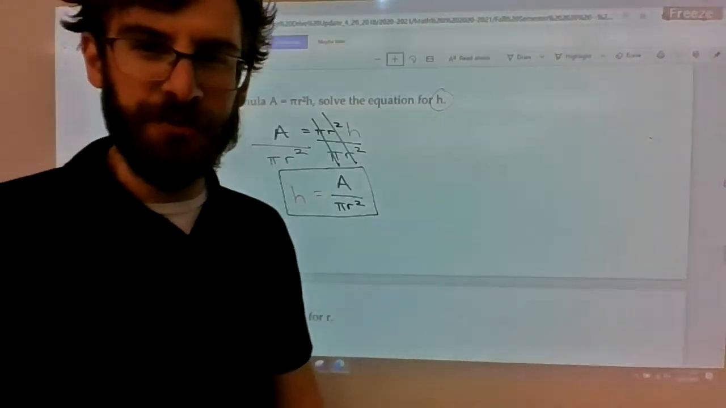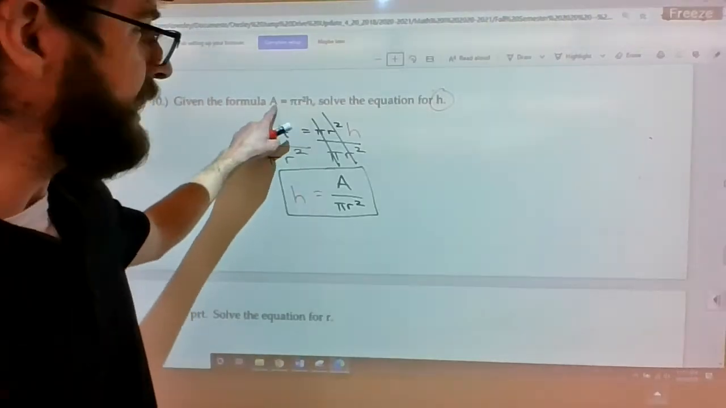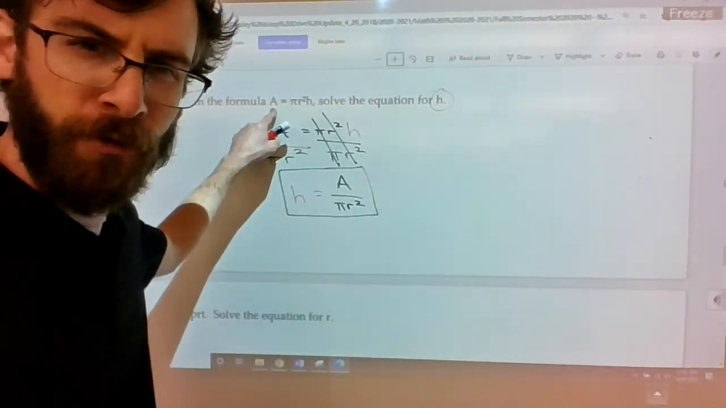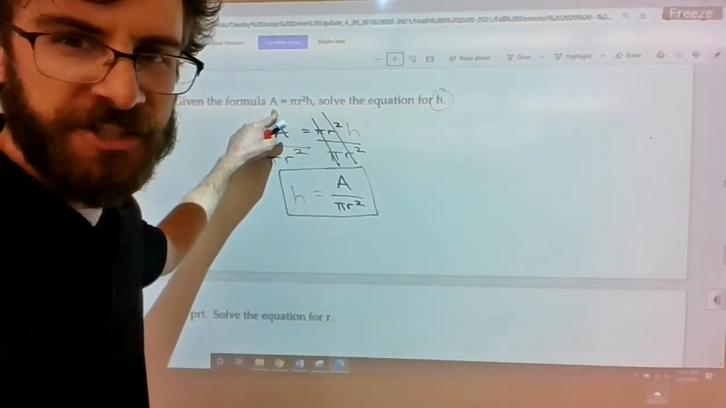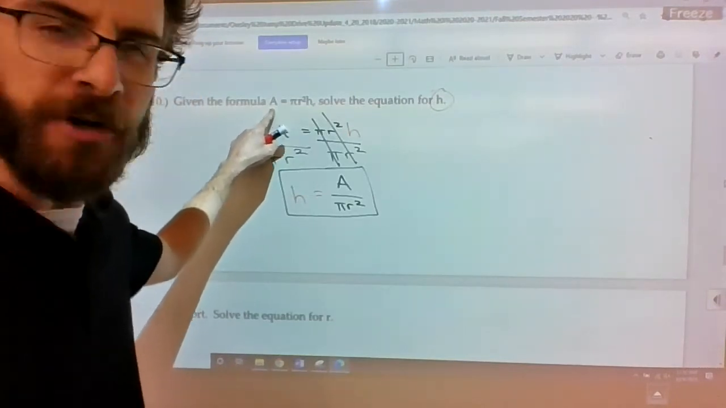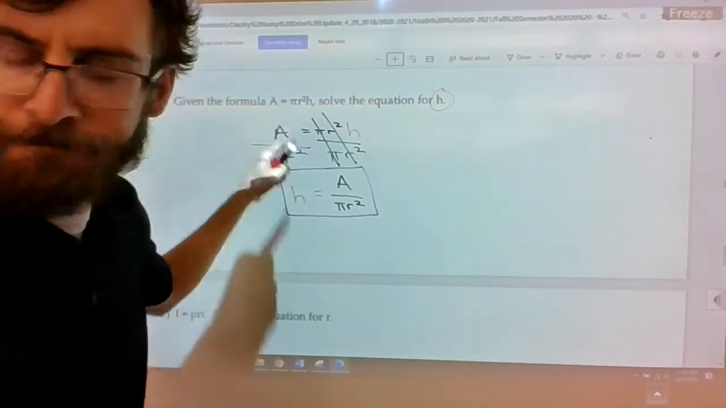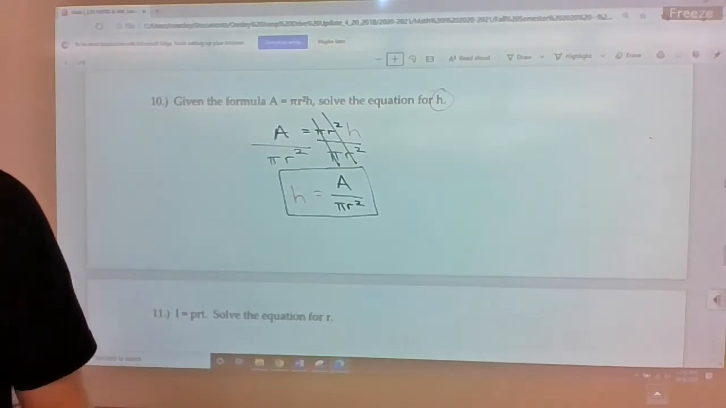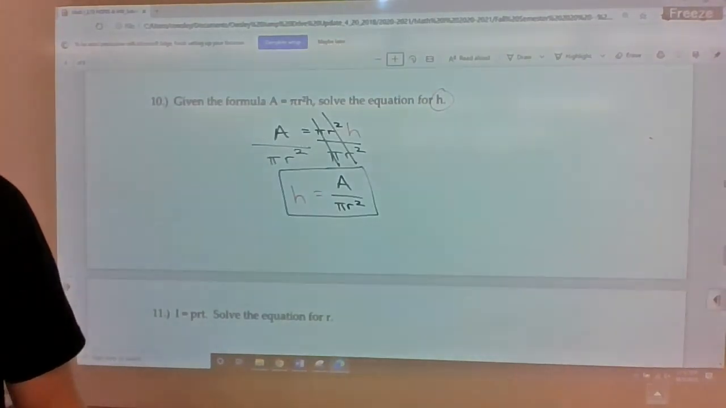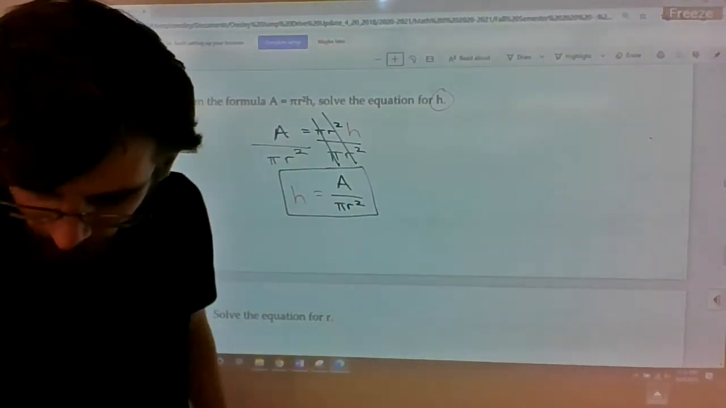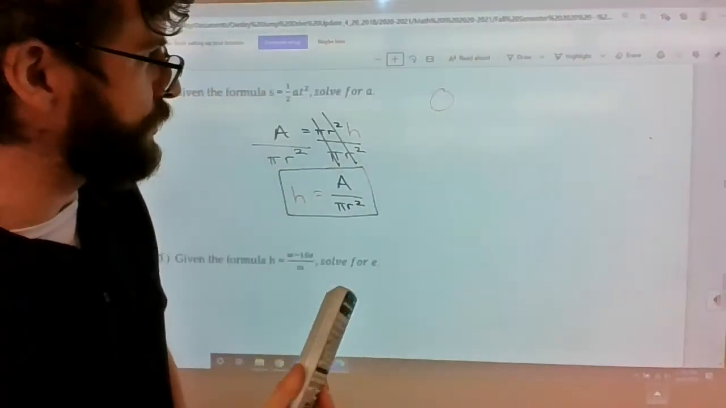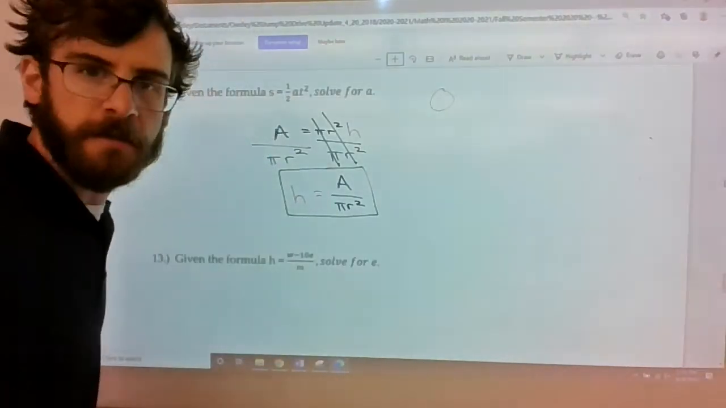Which actually, I just recognized that I put A for this, but that's actually a volume formula. You don't have to change it. It's just kind of weird that I put an A where it really should be a V. Oh, I forgot. There's 16 problems on here, not 12. That's okay. We'll just keep working through it.